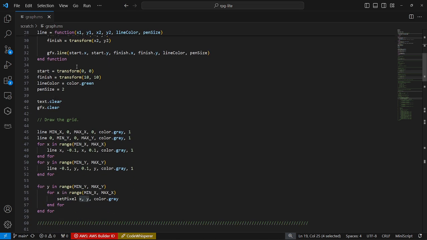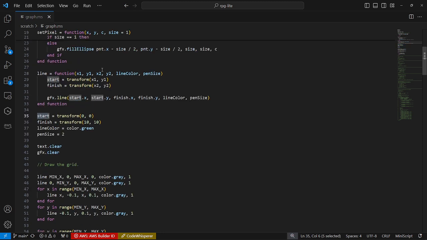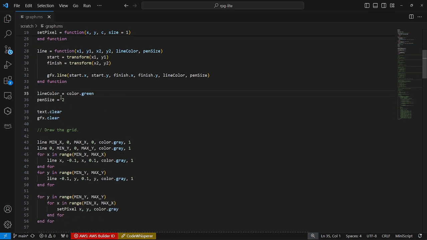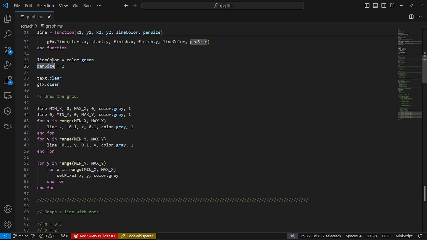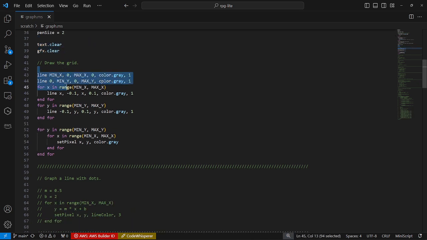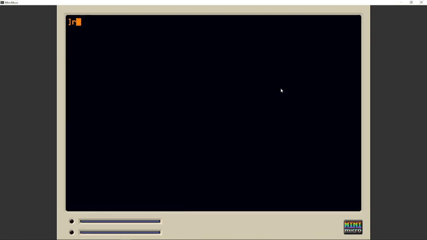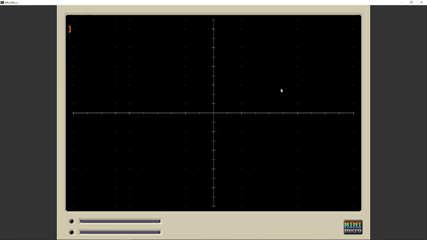And then after that, we have a couple of useless variables. Setting default line color and pen size, here are the screens, and the first step is just drawing the grid. So we get our coordinate grid, going from negative 10 to 10 along both axes.